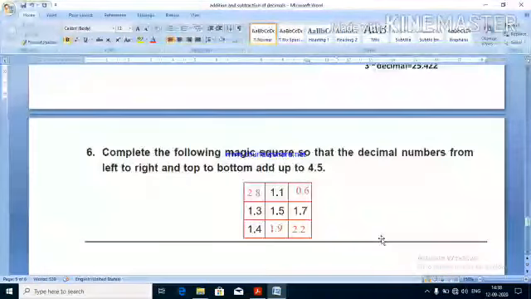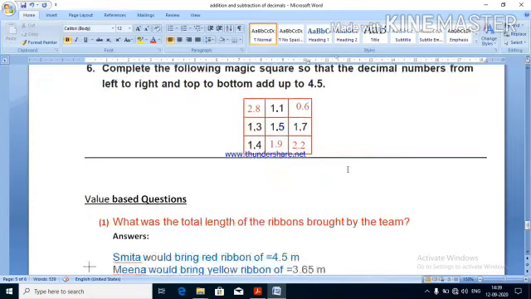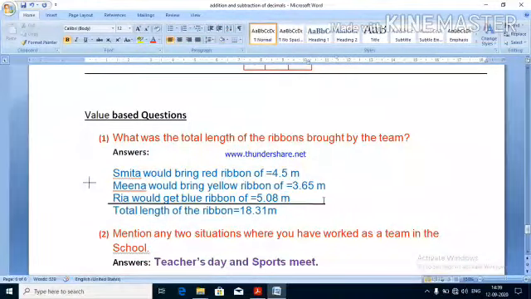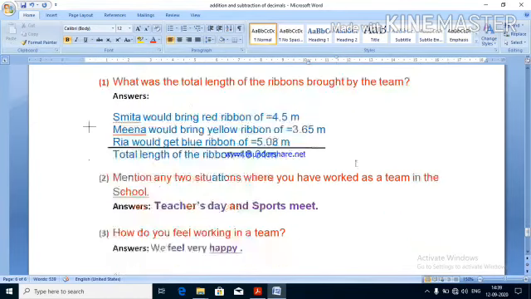In the similar manner, you have to fill the magic boxes: in every row or column you have to add, and it gives you 4.5. Okay. Now in the value based questions, it will be done for you, and you have to read the content, value based question and solve it accordingly, which is solved by me, and this helps you to solve your questions also.